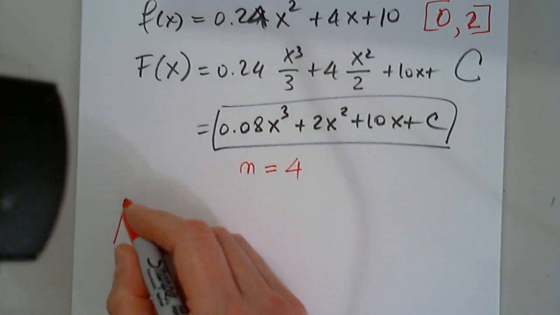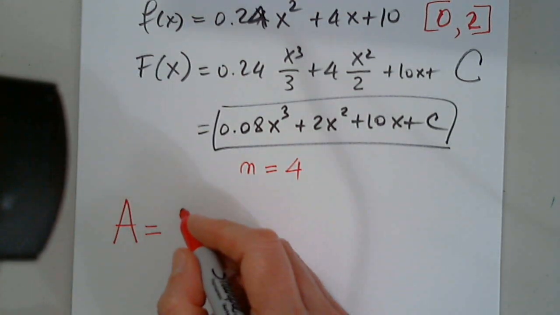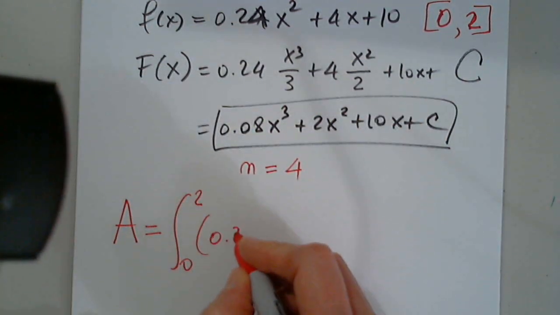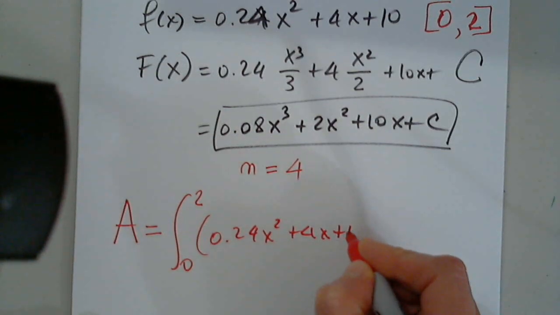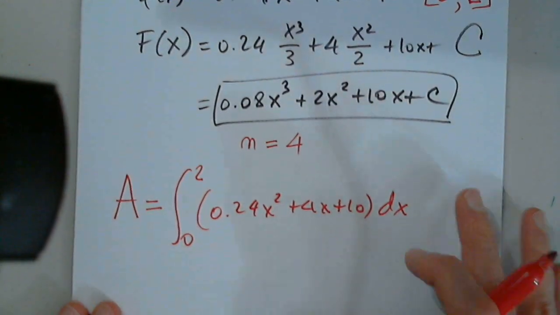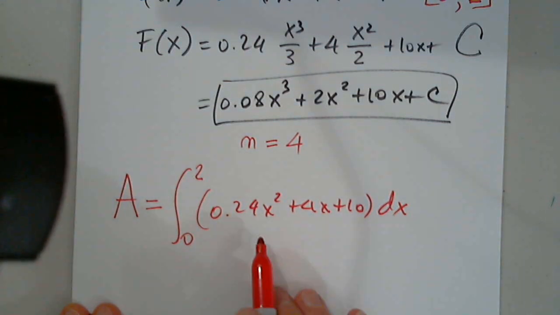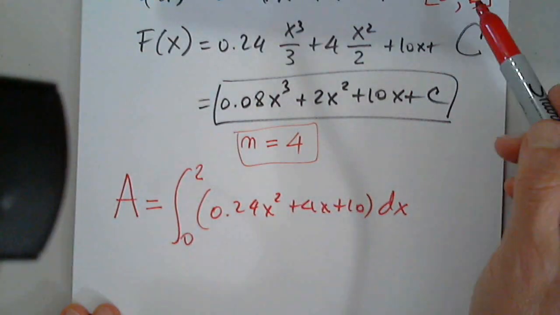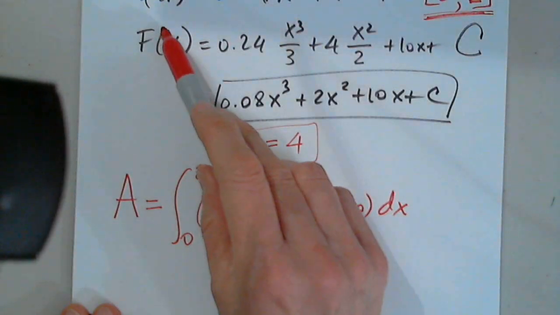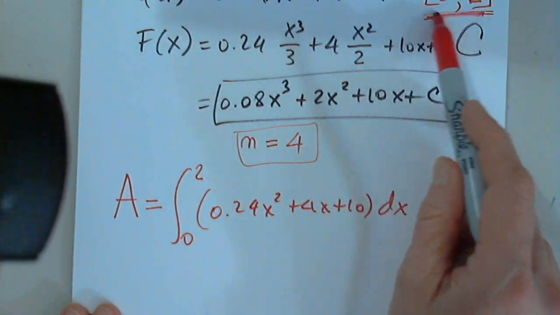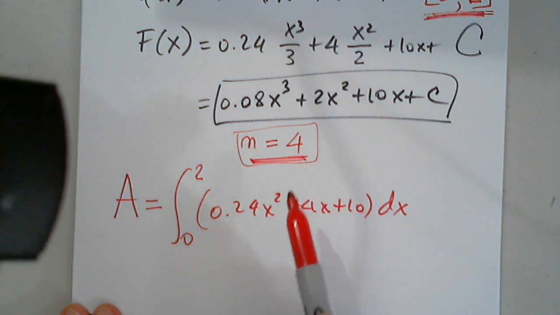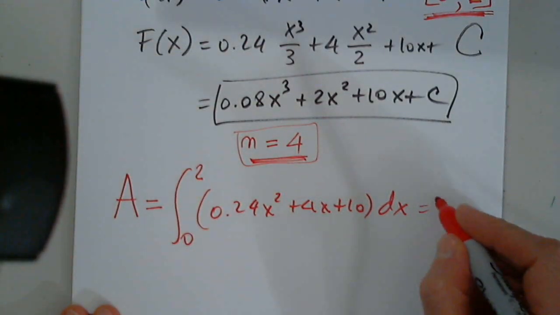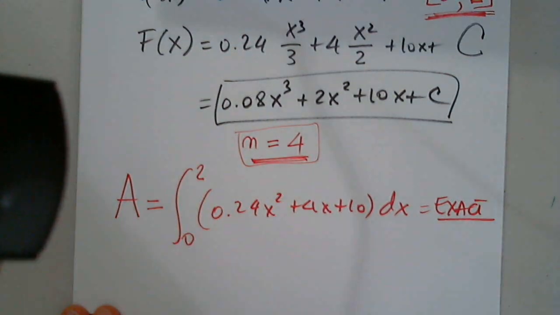So in that case, we are asked to find the area, which is the integral from 0 to 2 of f of x dx, 0.24x squared plus 4x plus 10 dx. And I will not calculate it because I'm not asked to determine the exact area. I'm asked to approximate the area under the graph of f of x between 0 and 2 with 4 subintervals. But can I determine the exact area? Of course I can. So this is the exact. But apparently this is not what we want.